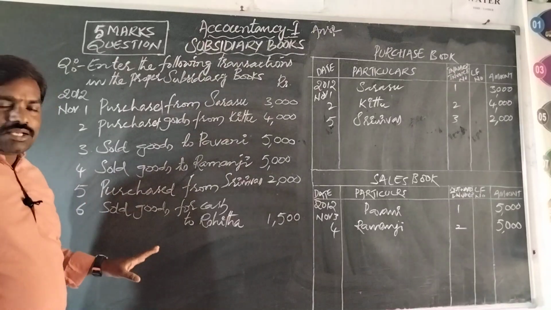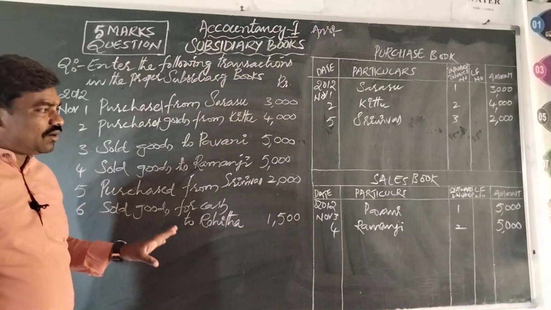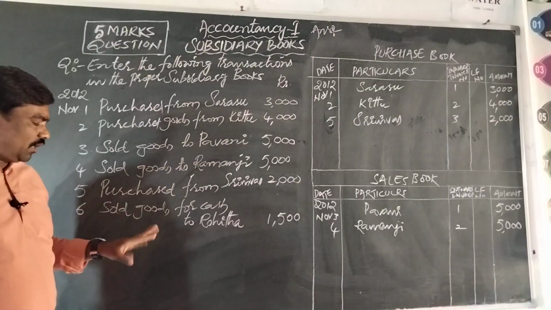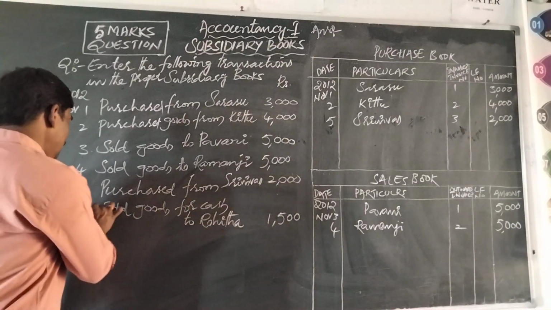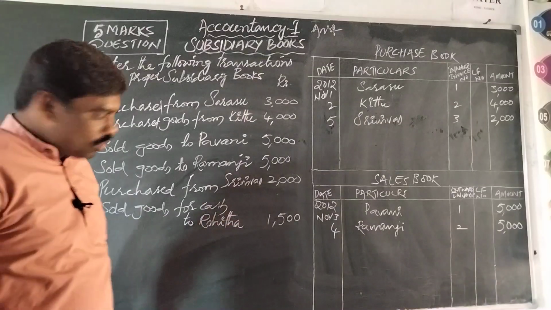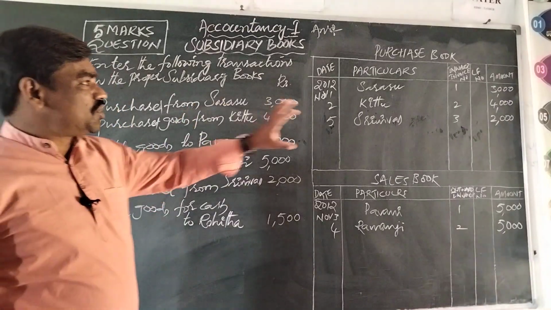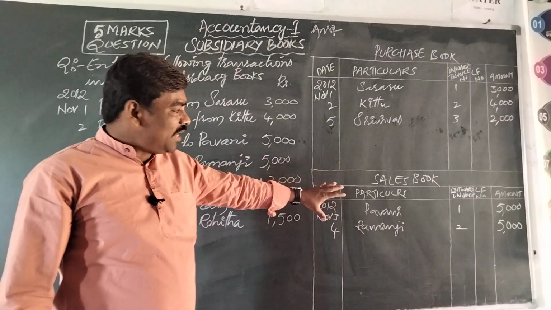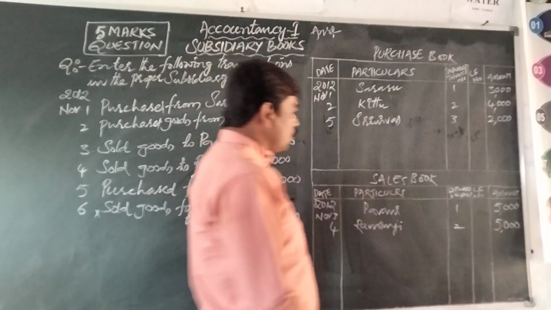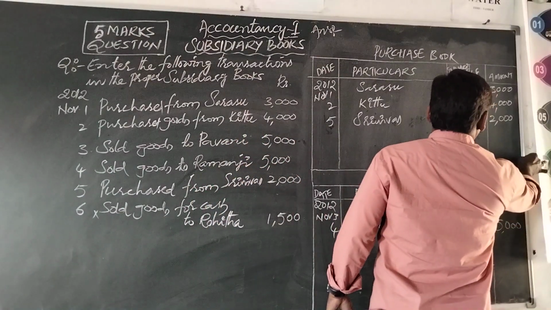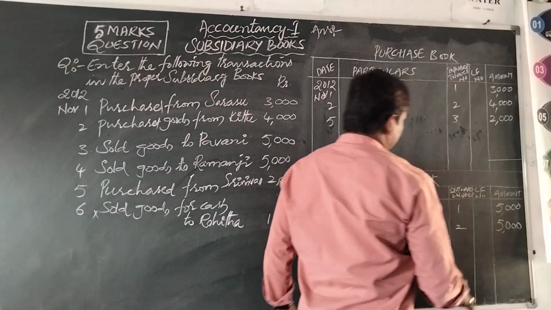Okay, when it is a cash transaction, that must not be recorded in the sales book or purchase book. So here, goods sold for cash to Rohita is a cash transaction, it won't be recorded in the sales book. Okay, we recorded all the transactions in the purchase book as well as the sales book. Now we can find the total amount of both books.